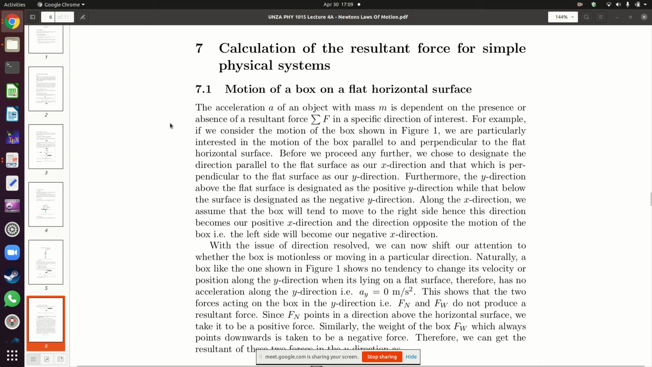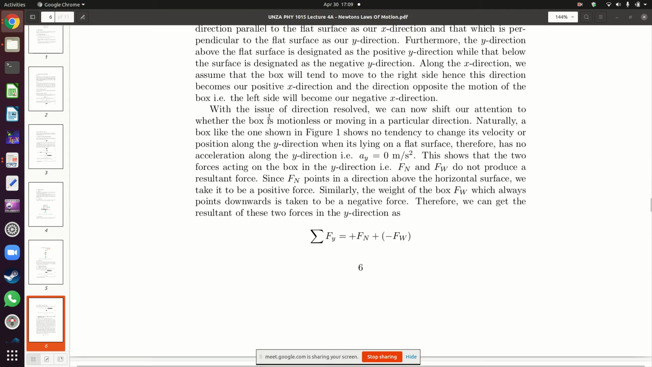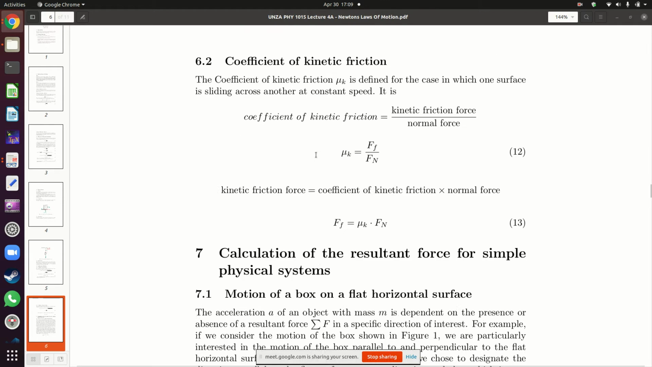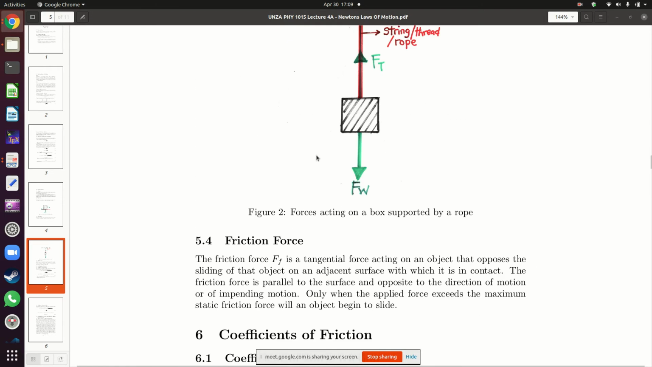Okay, so this evening we are going to look at how to work out the resultant force, which is what we need to find the acceleration of something. What the acceleration is going to be if we have an object of mass m. So in our case, the first thing we're going to do is identify which forces we're interested in.